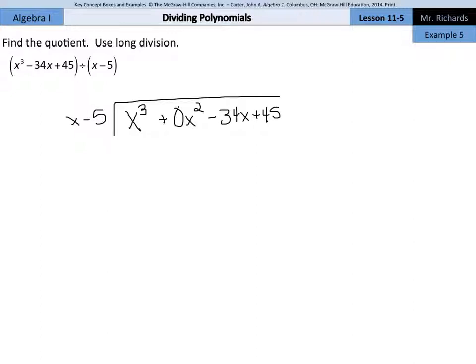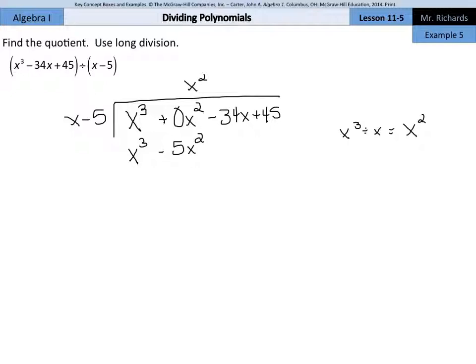And now we just go through the process of dividing this. We need to look at the x cubed and the x and say, well, x cubed divided by x is equal to x squared. So that's what we're going to put in right here, x squared. Well, x squared times x is x to the third power. x squared times negative 5 is minus 5x squared.